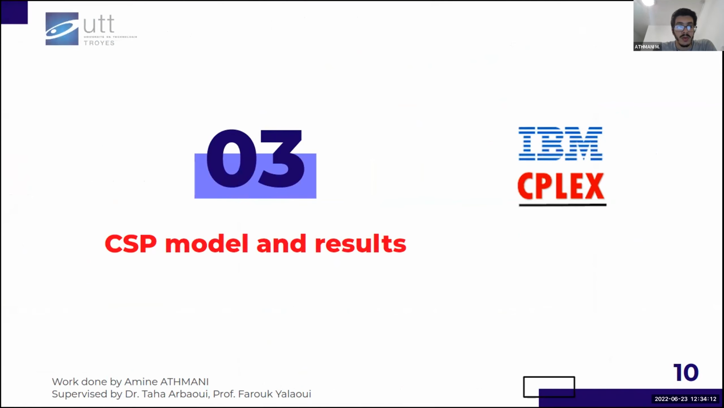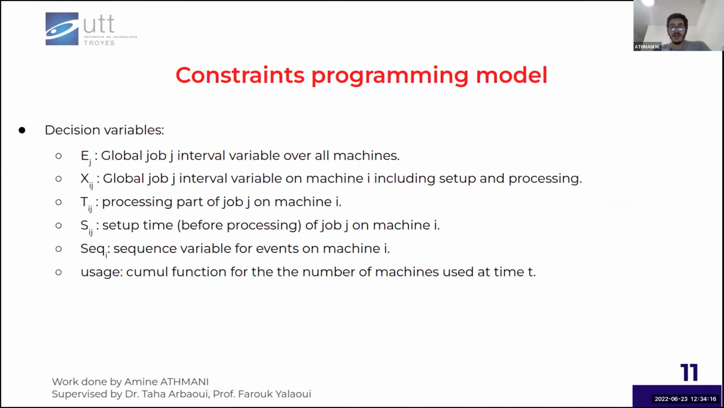The first model we are going to propose is the CP model. It's a constraint programming model based on the interval var decision variables. We have multiple interval variables representing the tasks. For example, we have E_j, which represents the job over all the machines. Then we have three variables for each job at each machine: X_ij representing job j on machine i, and T_ij representing the processing part. We separated the processing part and the setup time part, because the setup time is dependent on the sequence and on the machine. We also have a sequence variable for events inside one machine, and a cumul function that will add a useful cut for our model.